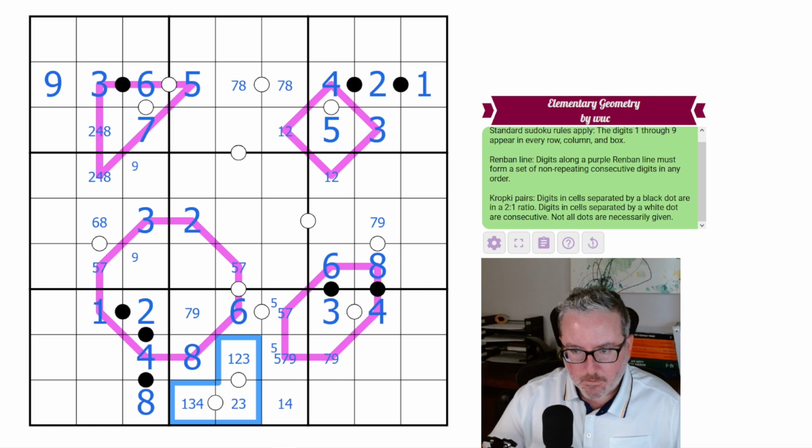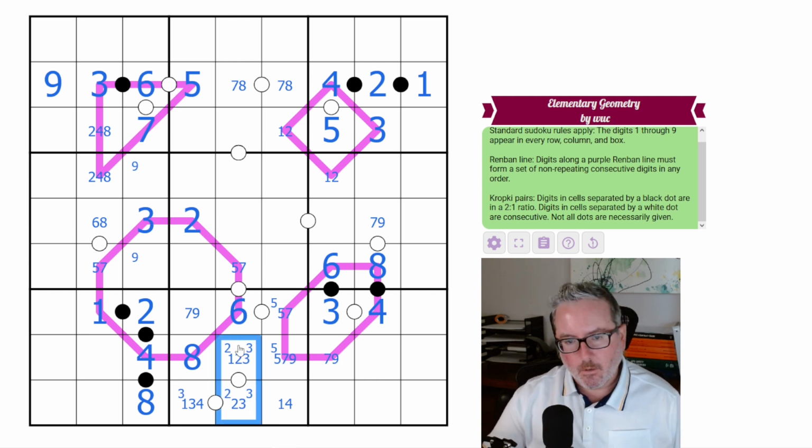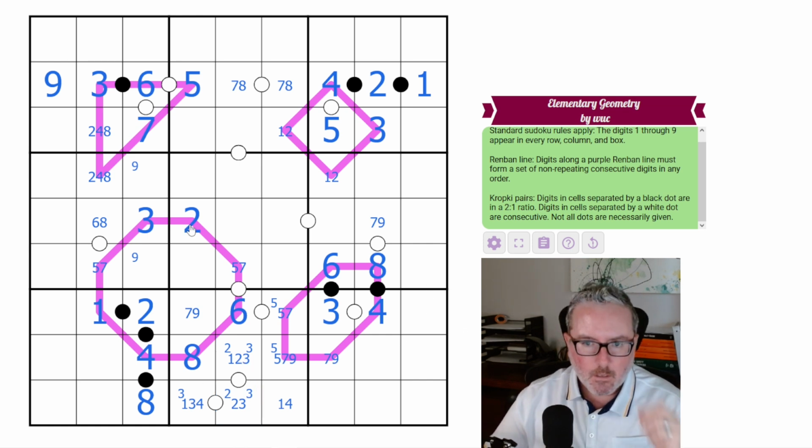Let's mark these 2 and 3 as well. This can't be a 2. So we know one of these is 2. Okay, so marking that kind of helped a little bit, because I probably wouldn't have thought about this being a pair of 2s, even though it's right there staring at me.